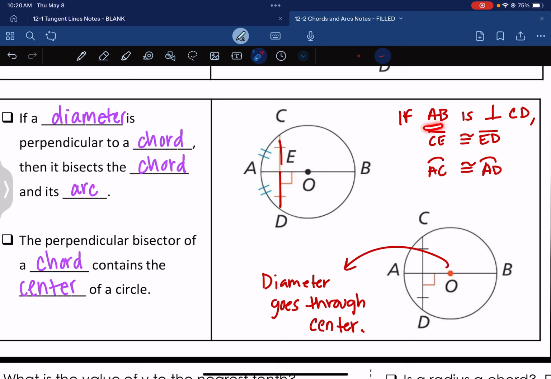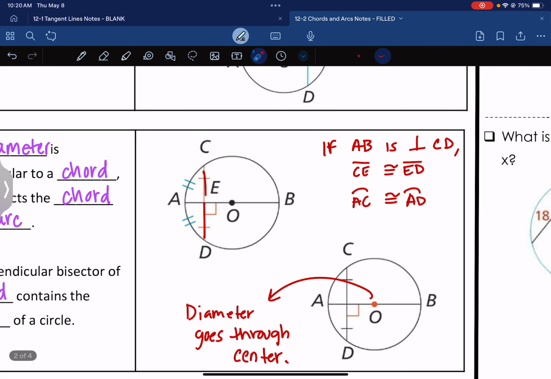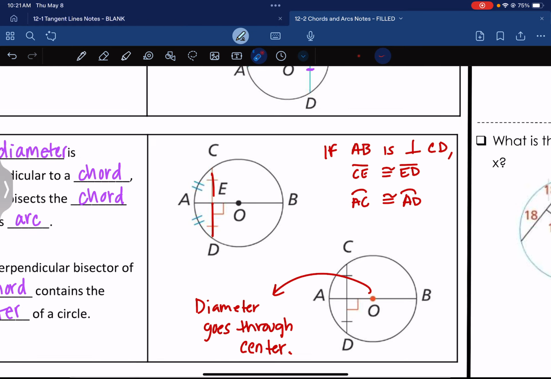Okay? So what does that mean? If AB is perpendicular to CD, what happens? This piece is congruent to that piece, and this piece is congruent to that piece. This arc is congruent to that arc.